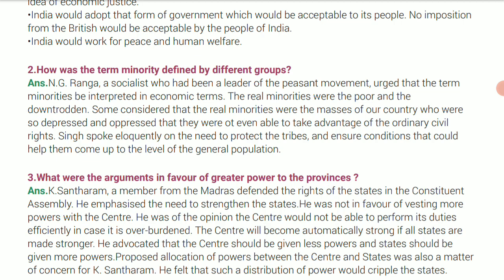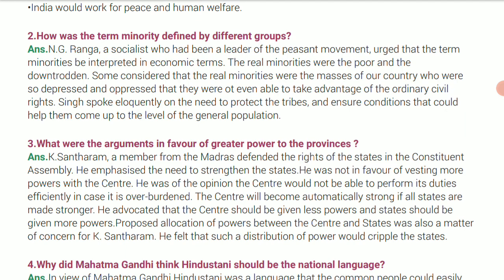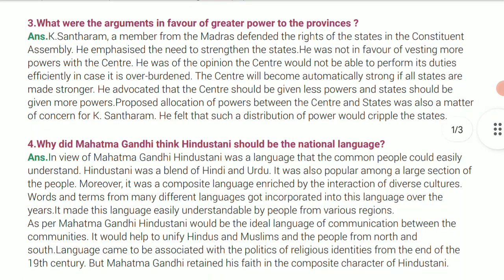So for some, minority should be considered on the economic level. Some were considering it on the level of the opportunity they have. For example, the oppressed people and the tribal areas should be considered minorities. So these were some of the definitions by different groups.